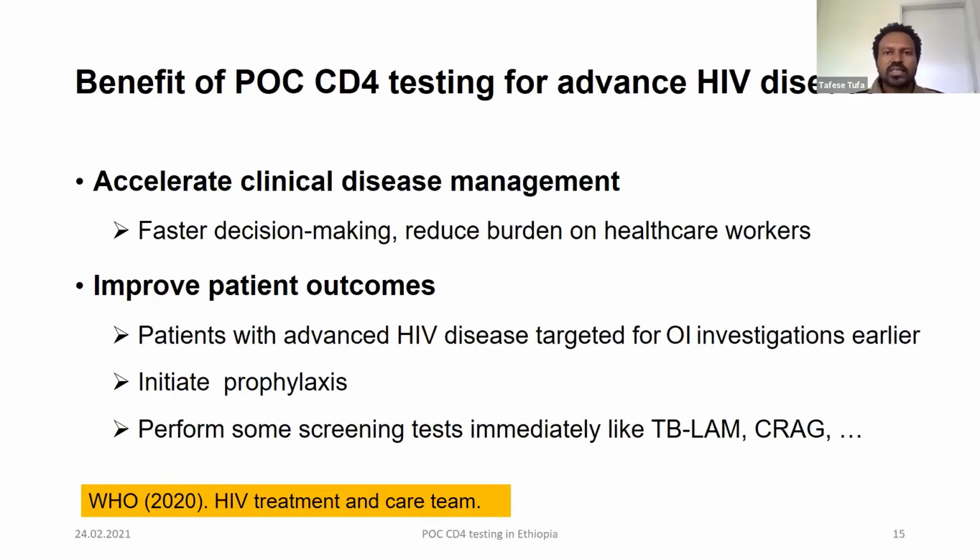Especially POC CD4 testing for advanced HIV disease really helps to accelerate clinical disease management and reduce the burden on healthcare workers. It also improves patient outcomes, as we have seen from the previous presentation, because those advanced HIV patients get support to screen for opportunistic infections. To initiate prophylaxis, we should know the CD4 level of our patient, and also to select a group to screen for TB LAM, like also cryptococcal antigen lateral flow assay.